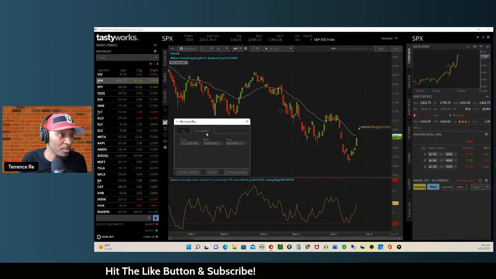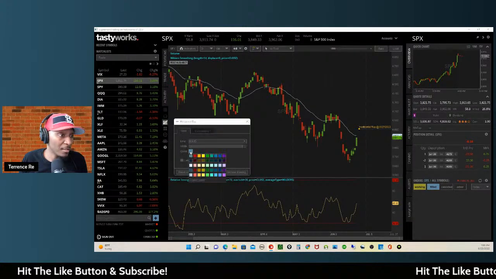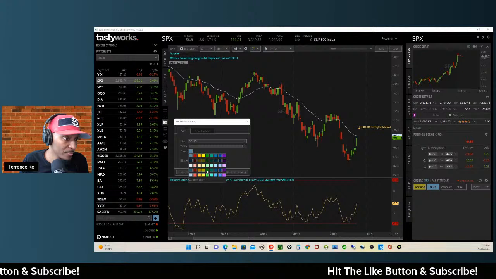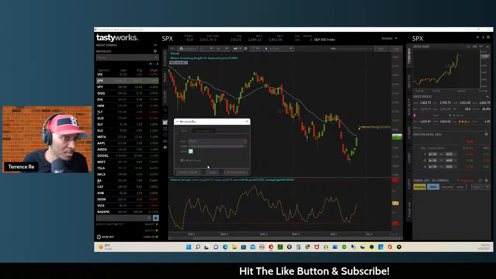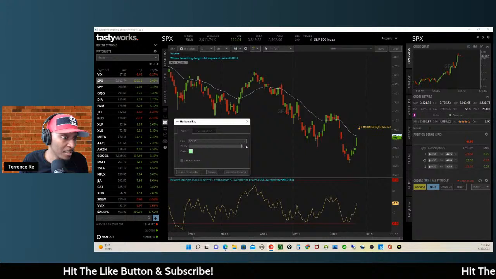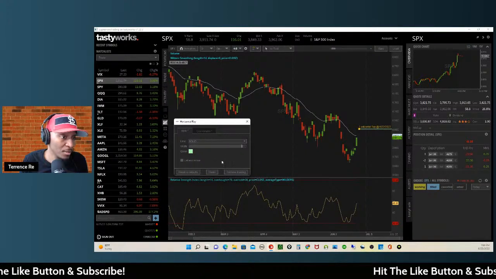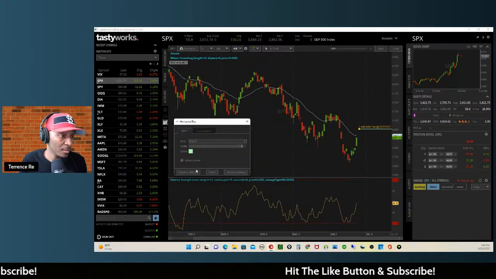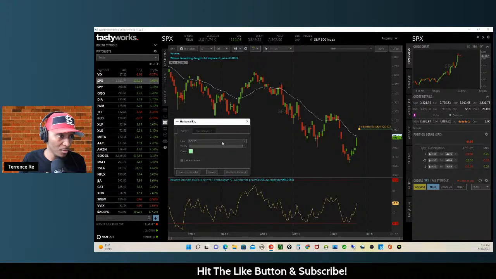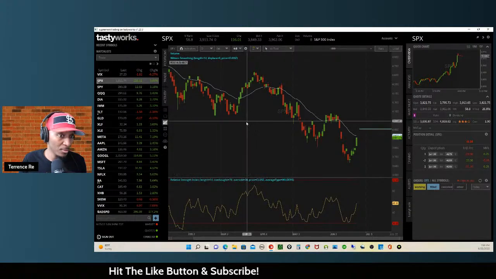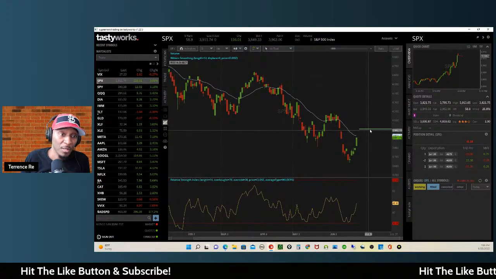And what I'll do is style. I like to make it green just because that's to the upside. So we'll put it green, bright green. Then I'll make it like two as far as thickness, and tab over, and then boom, there it is. So that's to the top side.